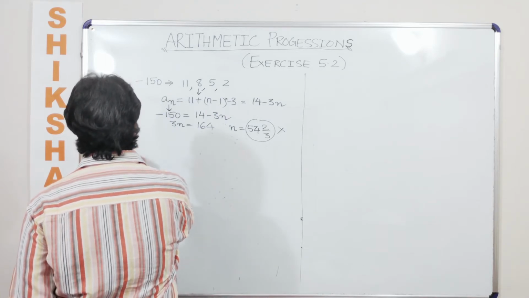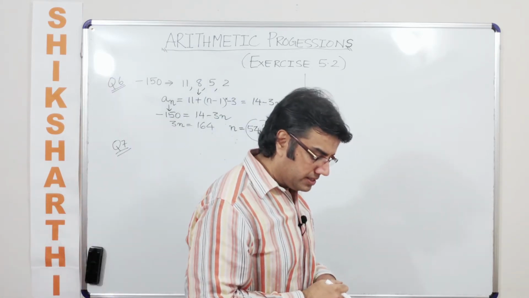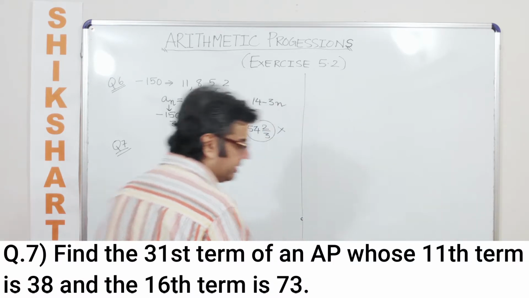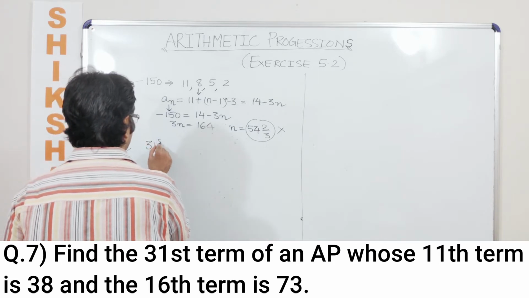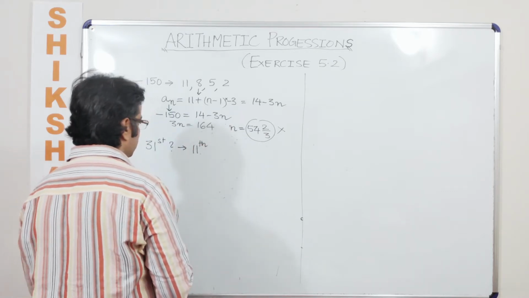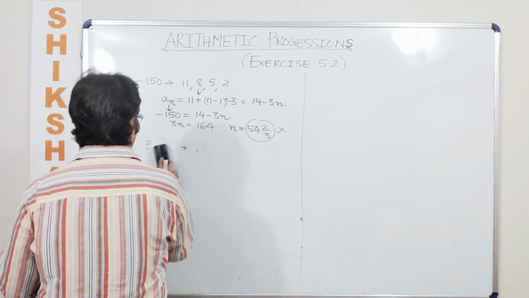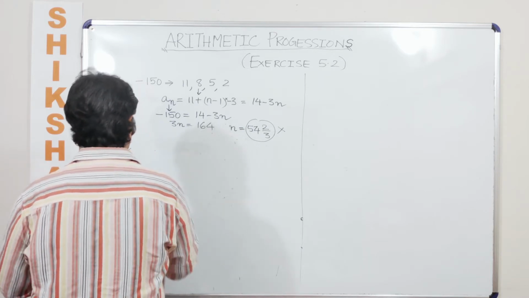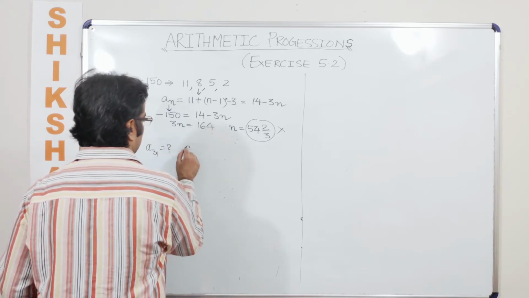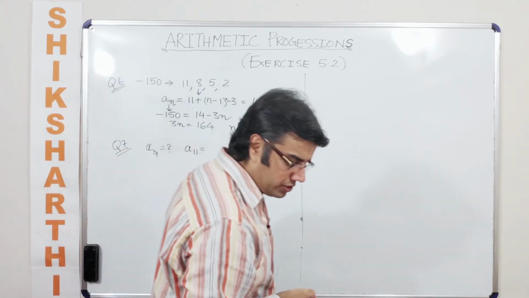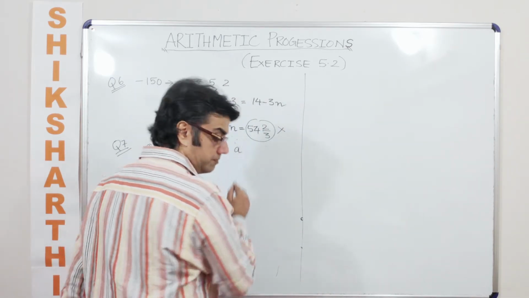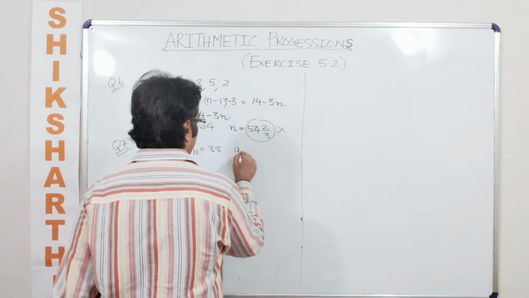Talking about question number 7. Almost a similar kind of a question wherein it says, find the 31st term of an arithmetic progression whose 11th term is 38 and 16th term is 73. So you are supposed to find out the 31st term. The 11th term of the series is given to you as 38. The 16th term is given to you as 73.